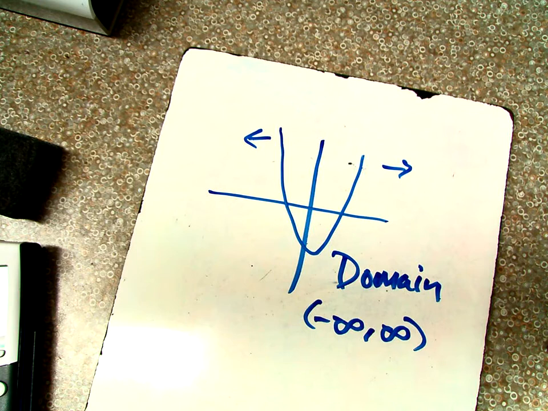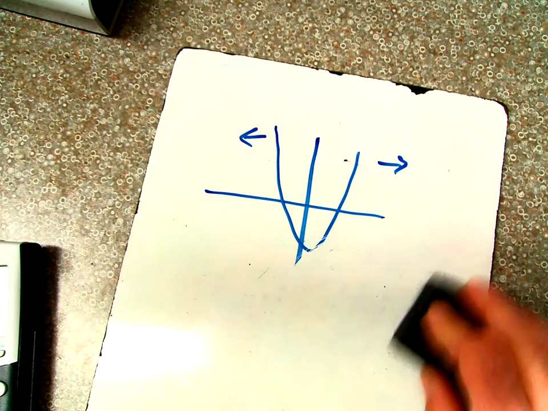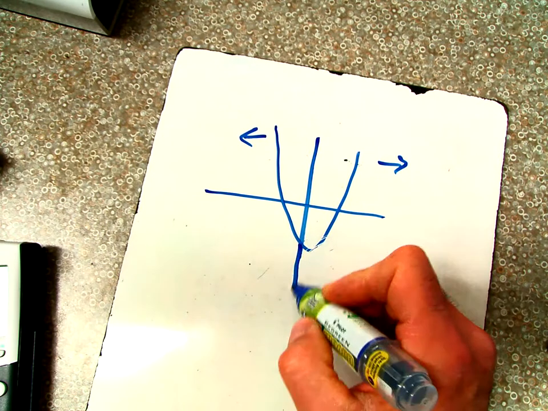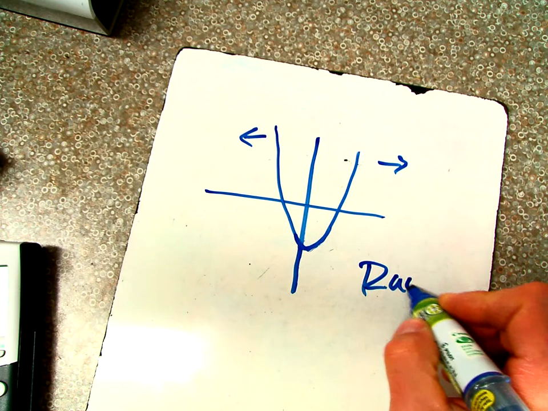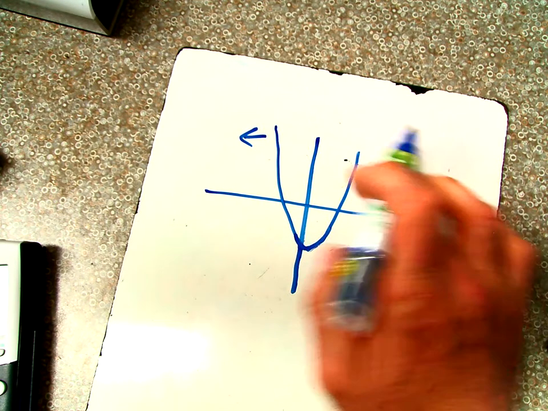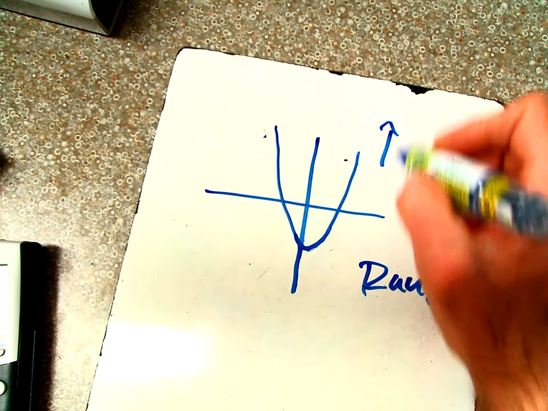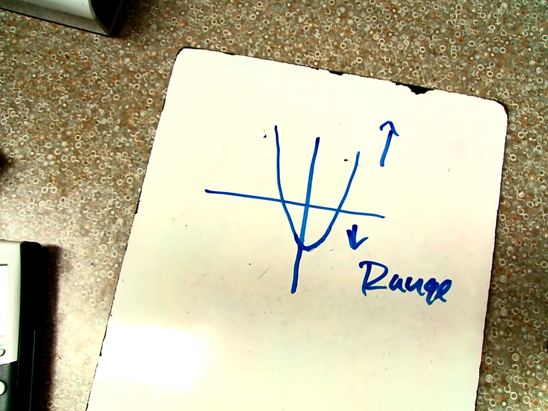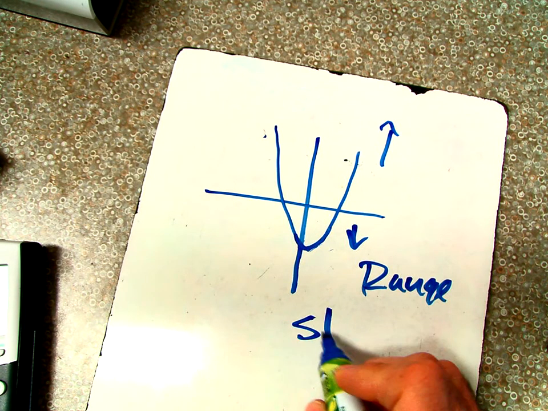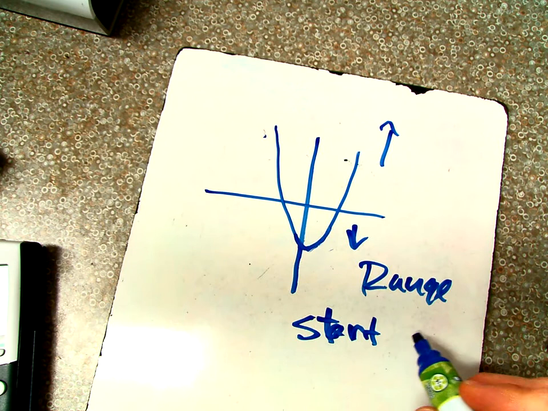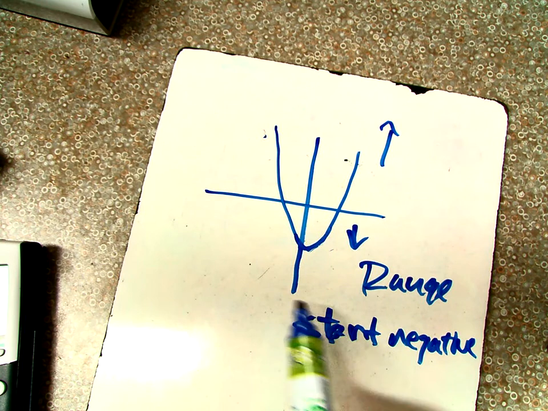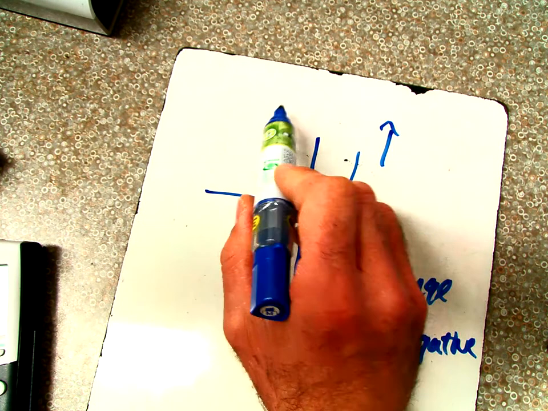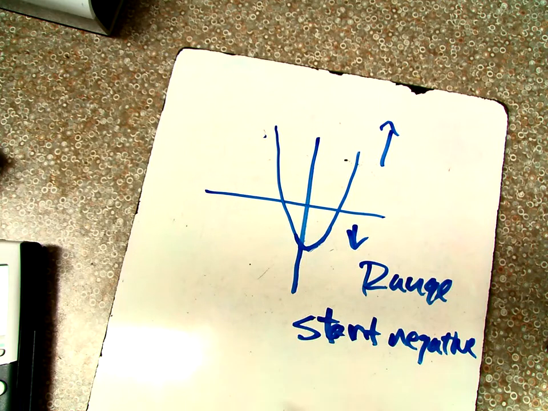Then the range is maybe a little bit harder to visualize. Range is up or down. So for range, you always start negative and then go positive. So is the graph of this function down at negative infinity? It's not down at negative infinity.